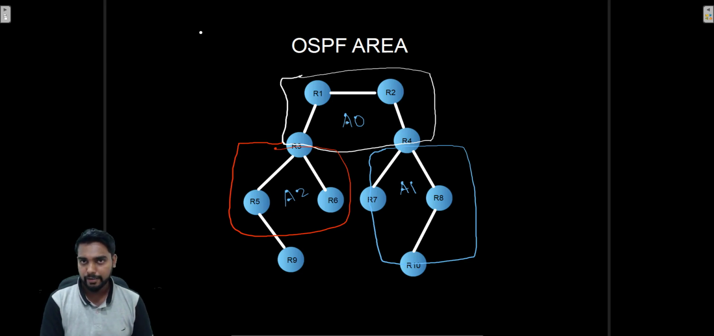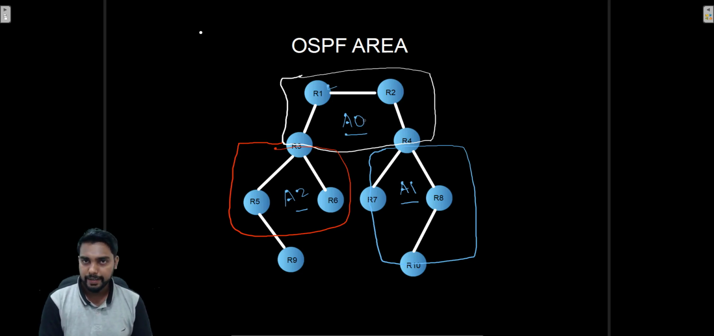Now in OSPF, area number 0 is termed as the default area or the backbone area. So we always have area number 0 as the backbone area, and there is some significance of the backbone area. If area number 1 wants to talk to area number 2, it cannot be direct, meaning that area number 1 cannot directly talk to area number 2. It has to talk via area number 0, and that is how OSPF has been designed. Now, having said that, let's see what is the advantage of this area.